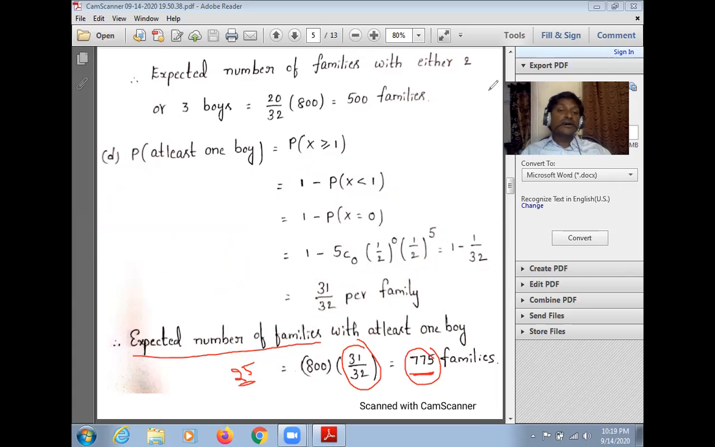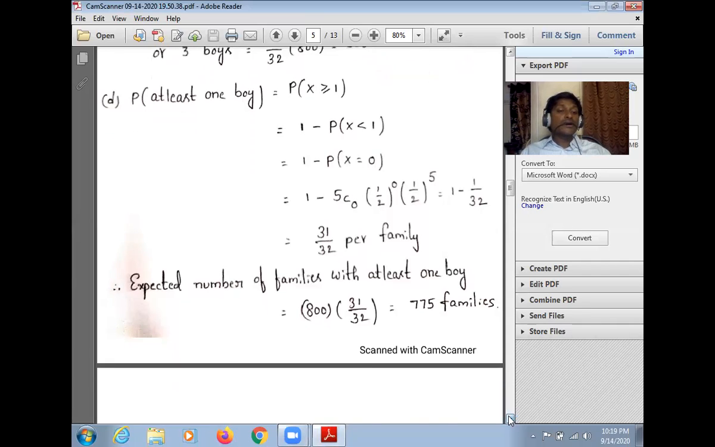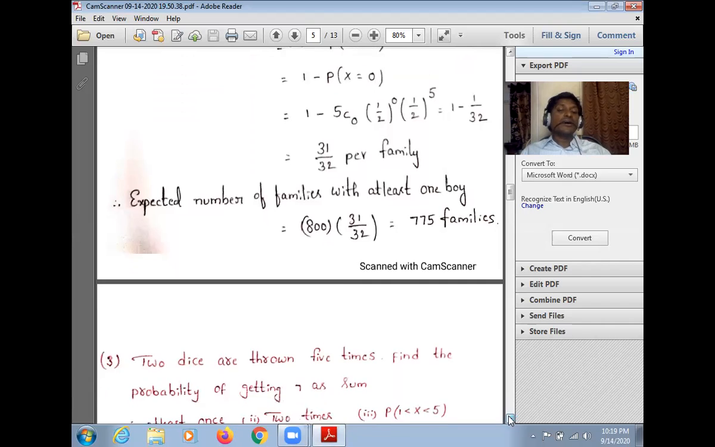They may ask different ways for the same problem. We can calculate at least one boy in place of at least one girl, or at most one girl, or few girls. So like that, terminology is very important here. If you understand the terminology, simplification is very easy. Okay, so this is the second one.